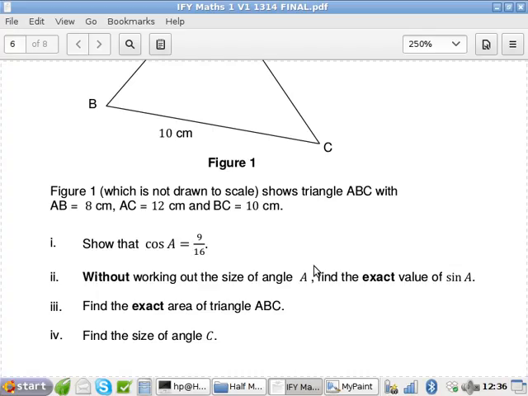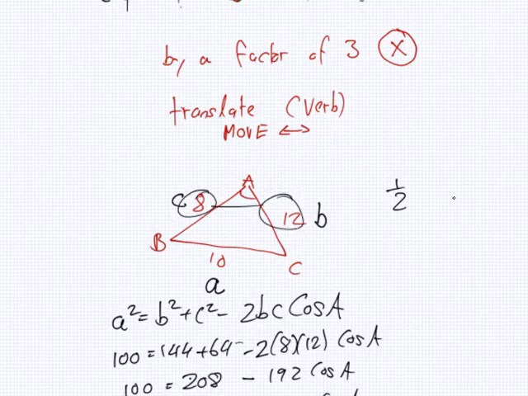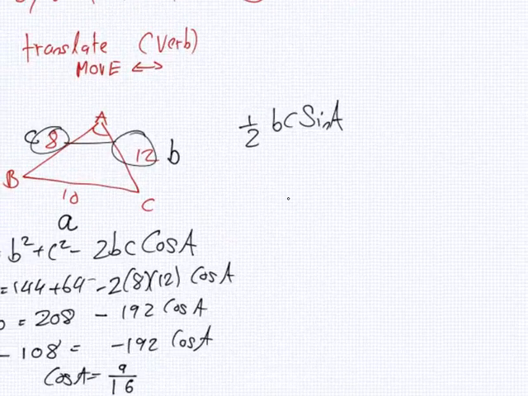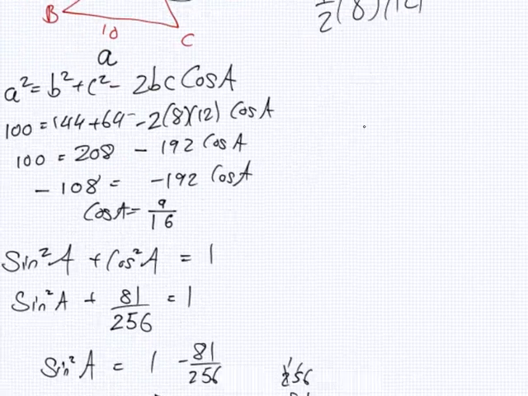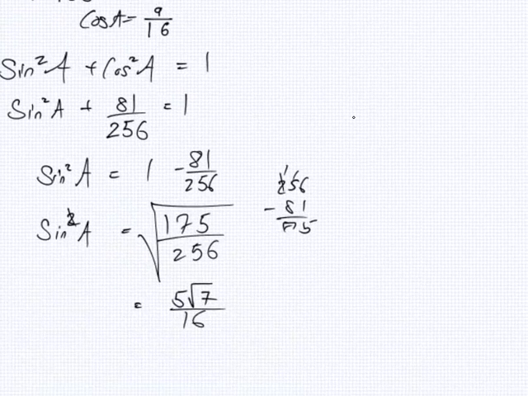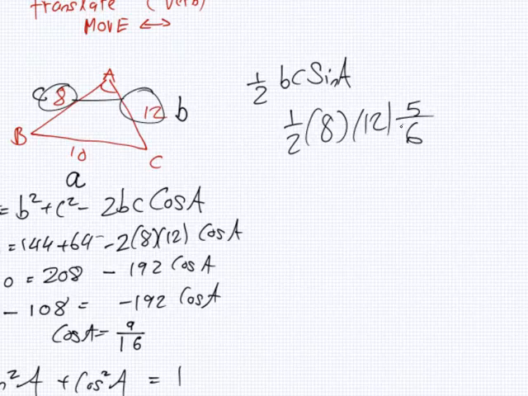Yeah. Okay, do we have the area? So, with the area, does anyone remember the formula? It's a half, well in this case if we use these two sides, it'll be a half BC sine A. So in this case, that would be a half times 8 times 12 times sine A, which I have from down here, is 5/16 root 7. So this is the exact area.